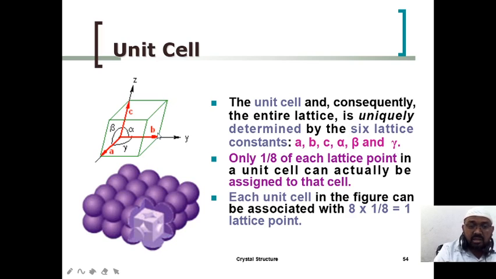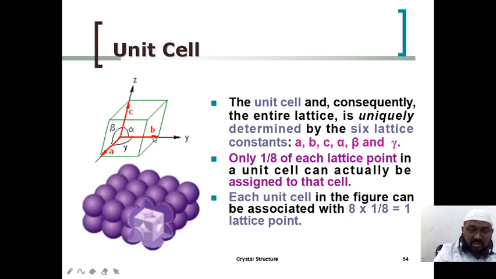And each corner: how many corners does the cubic unit cell have? You can see 1, 2, 3, 4, then 5, 6, 7, and 8. So 8 corners. That is the reason we go to the next figure. This is the arrangement of atoms inside any solid material. If the unit cell is like this, each corner has 1/8 part of the lattice point actually assigned to that particular unit cell.